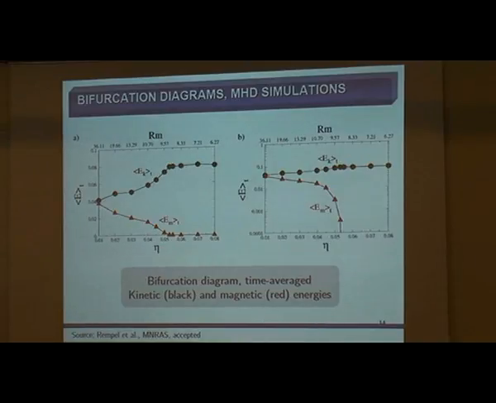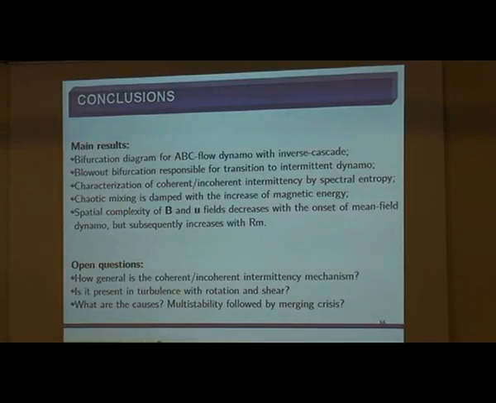So what is the goal of this research? What do we want to get from here? Let's go to the conclusions. First, I think it's the first bifurcation diagram for ABC flow dynamos with inverse cascade of energy. And blowout bifurcation is the bifurcation responsible for the onset of dynamo in this case. I think it's the first time this type of intermittency, coherent and incoherent intermittency, has been reported, although some other people might have seen it.